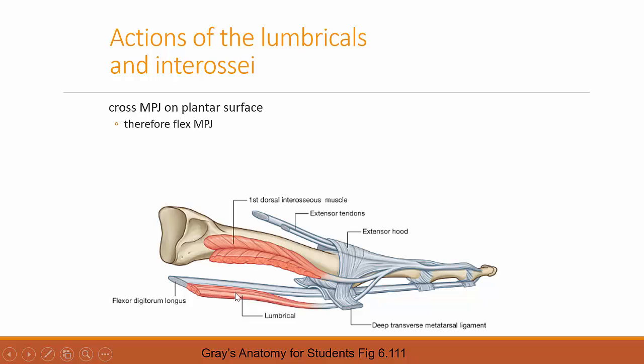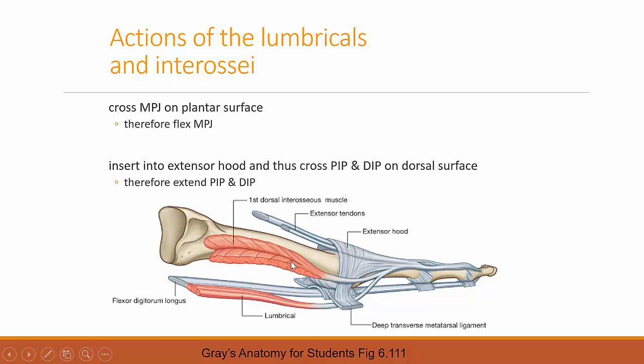I can determine that this is a lumbrical as it's originating from the tendon of flexor digitorum longus. It is running on the plantar surface compared to the deep transverse metatarsal ligament. So it's running on the plantar surface relative to my metatarsophalangeal joint, and it will produce flexion at this joint. But as we see, it runs up and inserts onto the extensor hood. So the action it will have on our proximal interphalangeal joint and our distal interphalangeal joint would be extension.